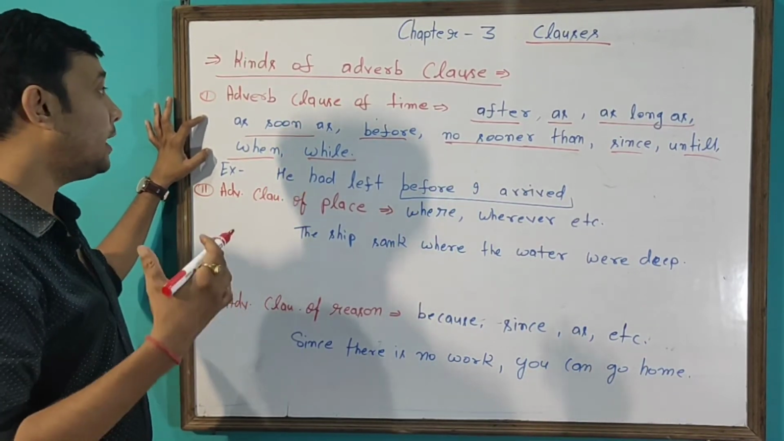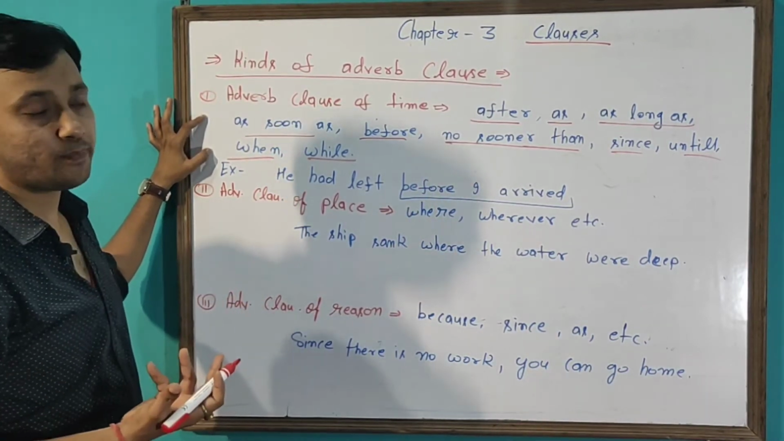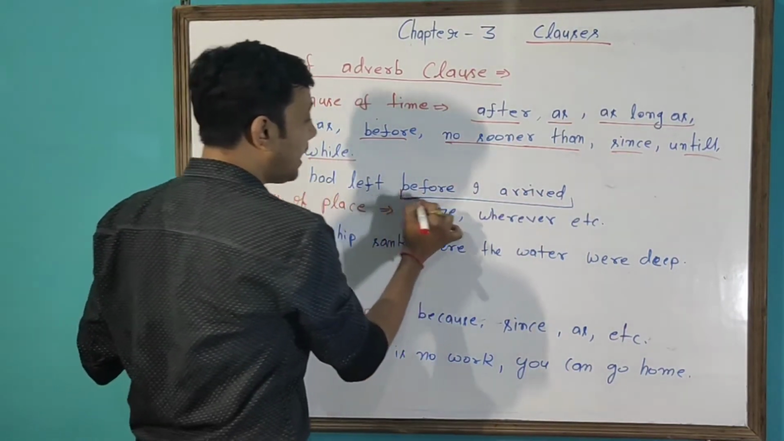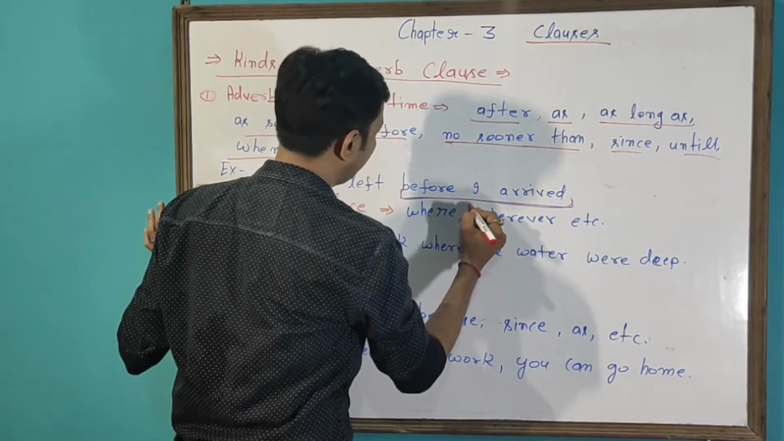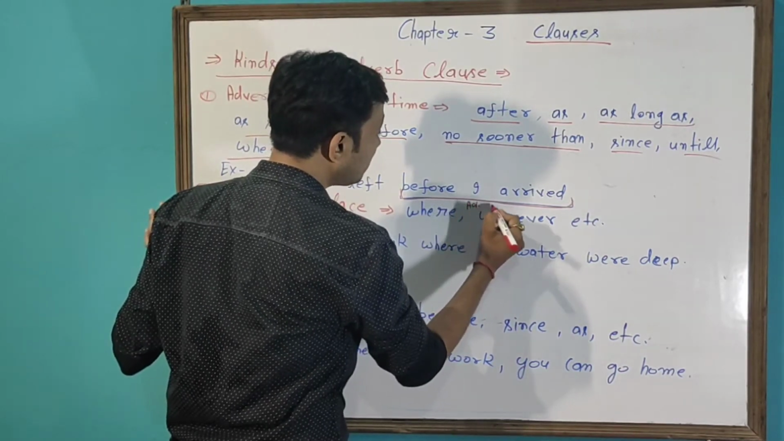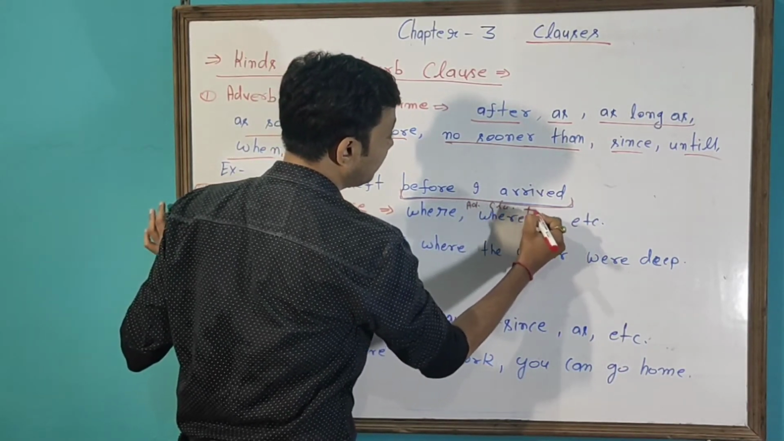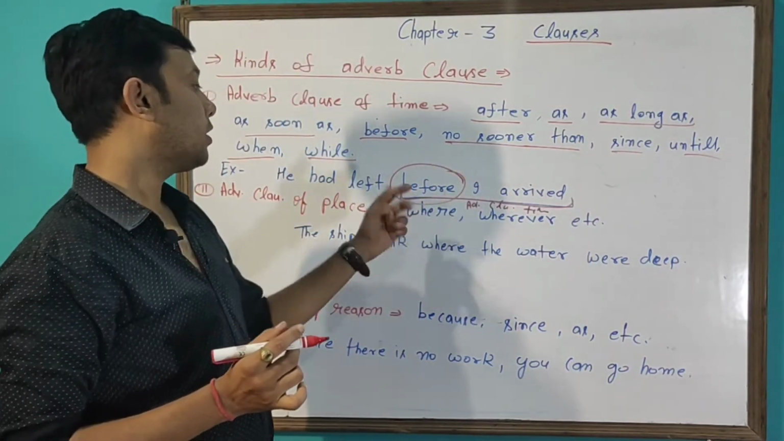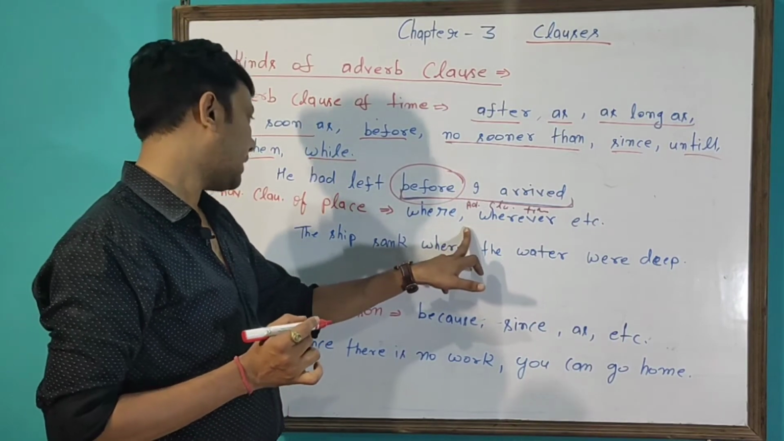These are the words generally used in an adverb clause of time. For example, he had left before I arrived. Before I arrived is an adverb clause of time, and this clause starts with the word before. That's why this clause is known as the adverb clause of time.